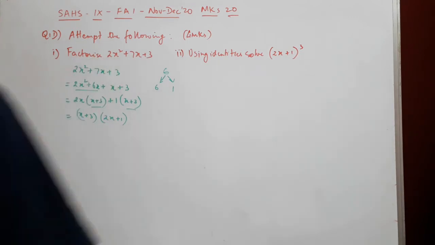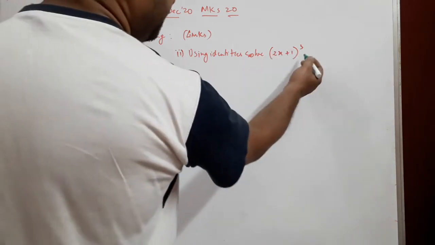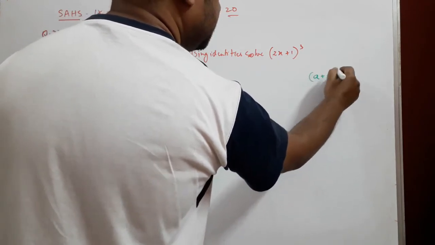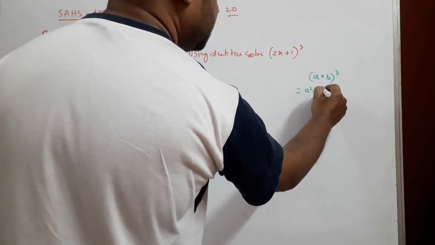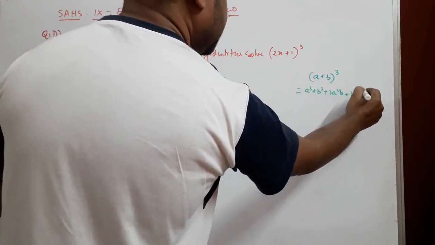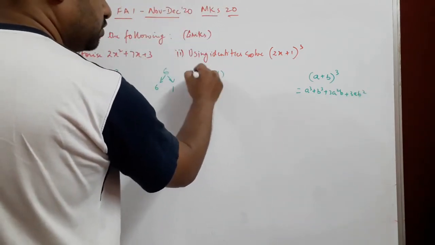The next problem is, using identity, solve (2x plus 1) whole cube. First thing is to identify the identity. If you have a look, this is actually the (a plus b) whole cube identity, which is a cube plus b cube plus 3a square b plus 3ab square. So we'll use this identity for (2x plus 1) whole cube.